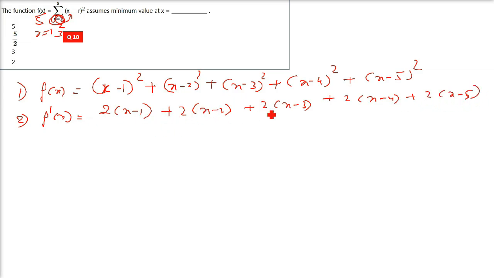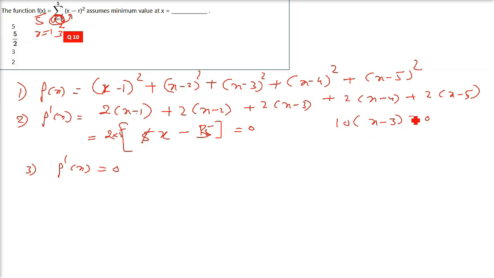Then what we'll do? We have to equate it to 0. So when we equate it to 0, the better thing is to take 2 outside. You have to just add (x minus 1) till (x minus 5). So there are 5 x's here, and 1 plus 2 plus 3 plus 4 plus 5, that is going to be 15. So 5x minus 15 you are going to get. So twice of (5x minus 15). This is f dash x. Next will be f dash x equals to 0. You have to equate this to 0. When you equate this to 0, you can take 5 also outside. So you'll get 10 into (x minus 3), and you are equating it to 0. If you divide both sides by 10, x minus 3 equals to 0, x will be equal to 3. So x equals to 3 is our answer.